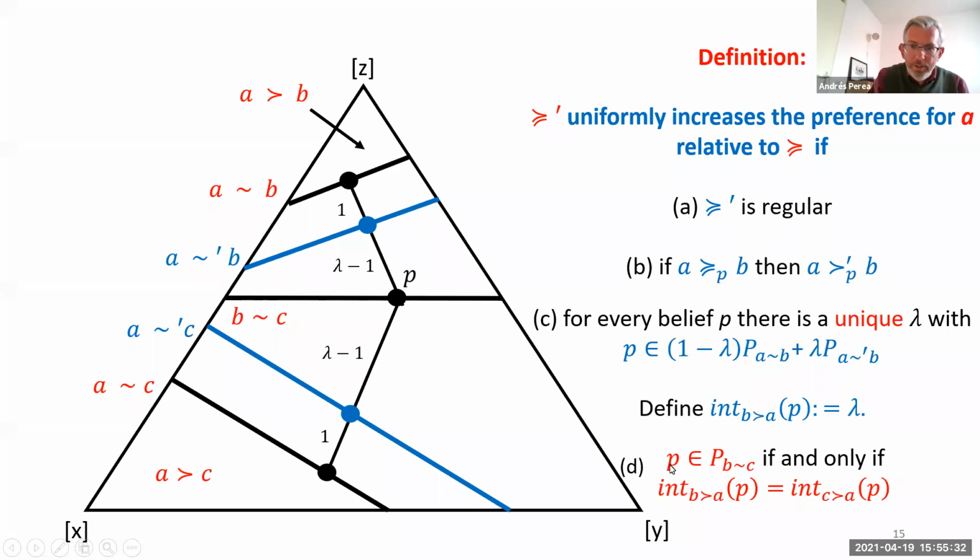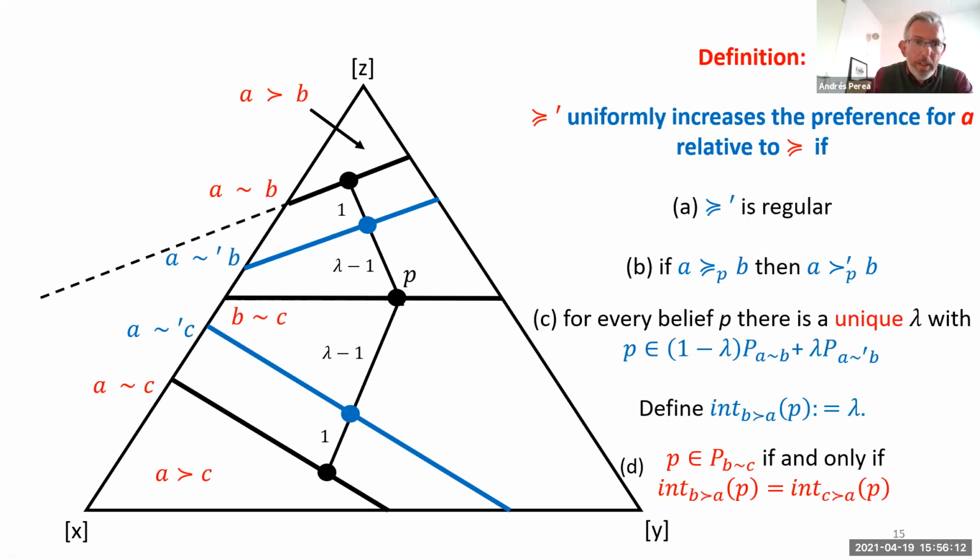And then the last condition says that the beliefs where you are indifferent between B and C, remember, we are only increasing the preference for A. We're not changing the preferences between all other choices. So the beliefs where you are indifferent between B and C should be exactly those beliefs where the intensity by which you prefer B to A is the same as the intensity by which you prefer C to A. So this means that the lambda here should be the same as the mu here. So here we should have lambda, here we should have lambda. So that's the definition of a uniform preference increase.